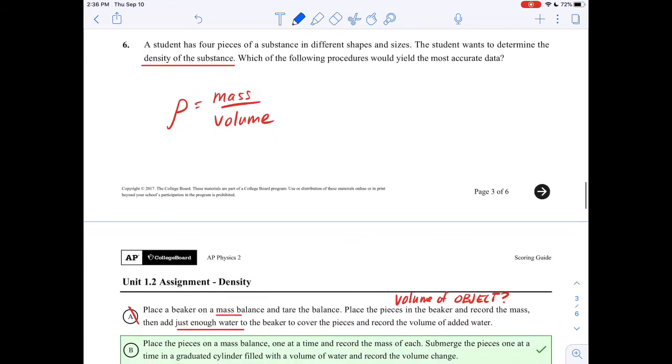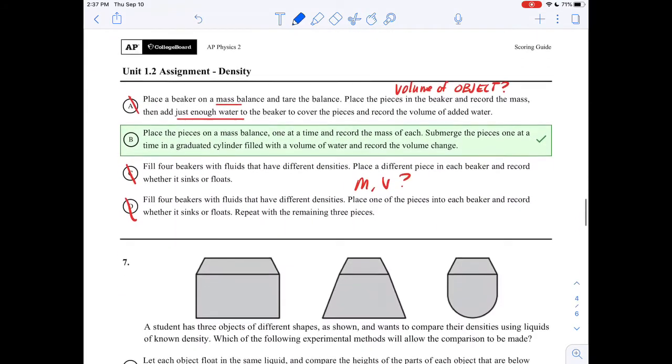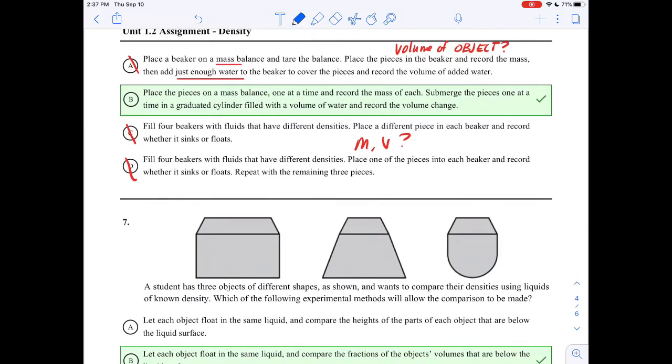Number 6, a student has 4 pieces of a substance in different shapes and sizes. The student wants to determine the density of the substance. Which of the following procedures would yield the most accurate data? Again, density is mass over volume. So part A doesn't work because it doesn't get at the volume of the object. Add enough water to cover pieces and record the volume of the added water. We need the volume of the object.